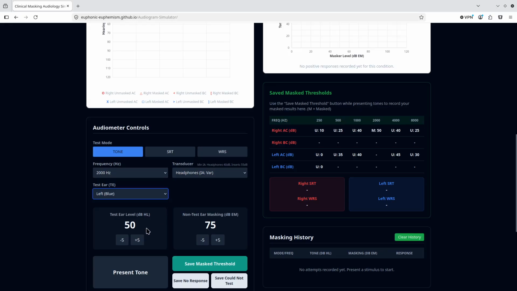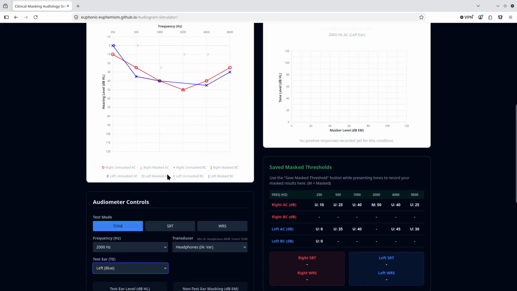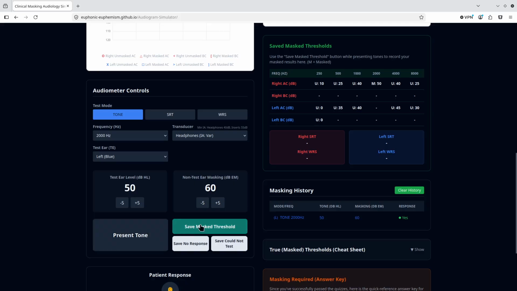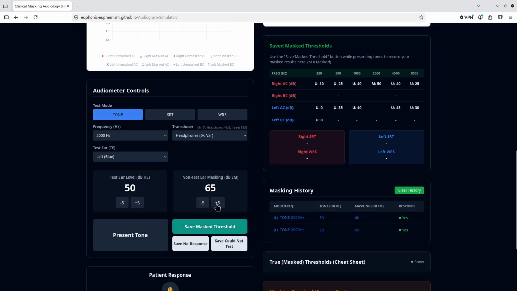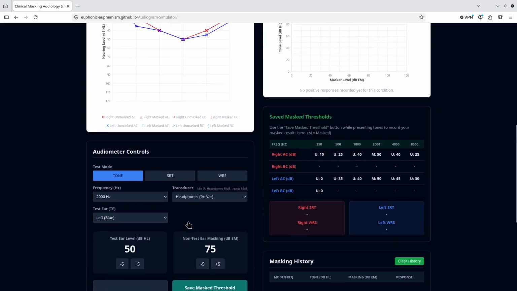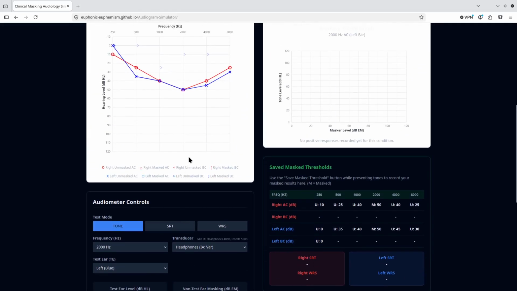So 2,000 hertz, 50 dB also is where we start at in that left ear. It's just high, it's very faint. It's right behind the 50 dB masked right ear air conduction threshold. It's hard to see, but it's at 50 dB there. And then we need to start our masker at 10 dB above the masked air conduction threshold in the opposite ear. So we present our tone, get a response, present our tone, keep raising the noise, getting a response, and then we got a plateau there, saving that threshold as well. And now we have our masked air conduction thresholds. Now that we've got our masked air conduction thresholds, let's move on to our SRT.